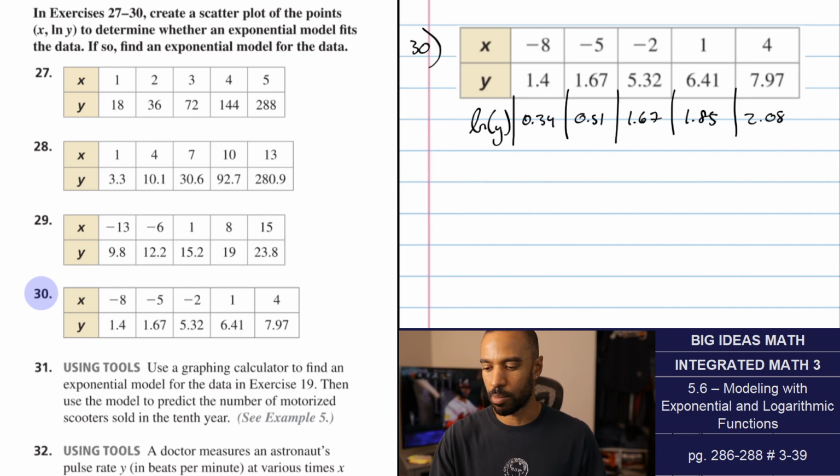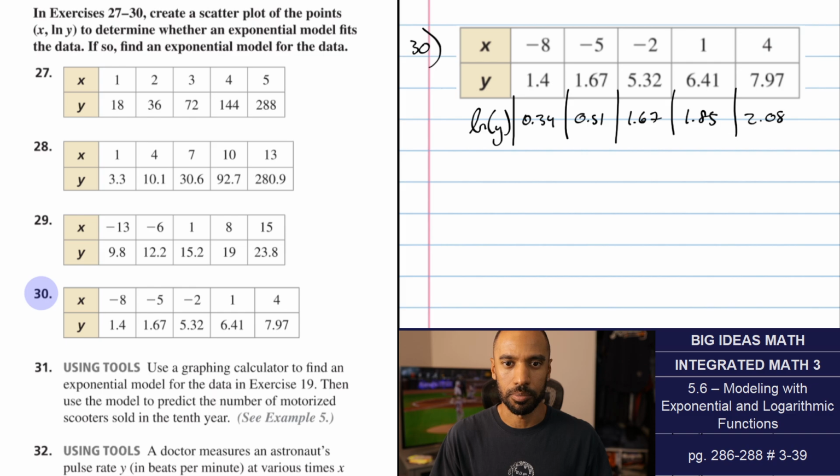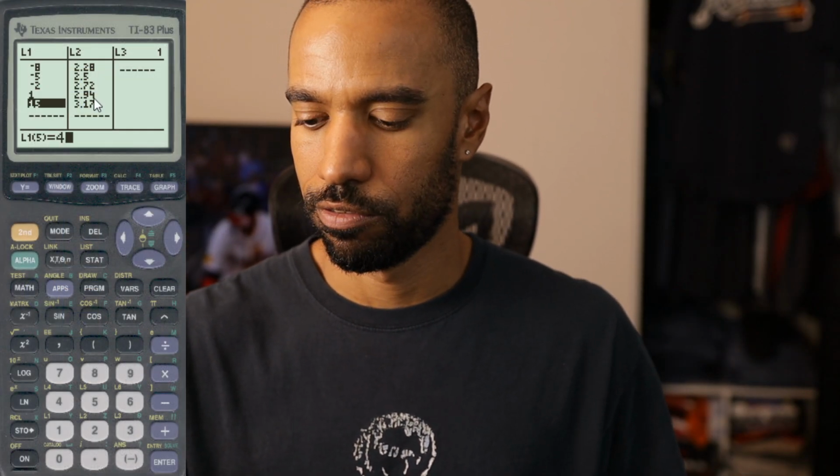So 0 minus 8. It did say make a scatter plot, so I guess I still have to do that. 0 minus 5, 0 minus 2. Sorry, let me show you in the calculator what I'm doing now. I'm typing these ones in, and then 1, and 4, and then... Okay. Let's just zoom stat these ones. Yeah, no, not linear. Not linear.